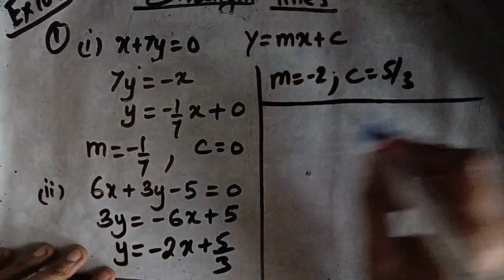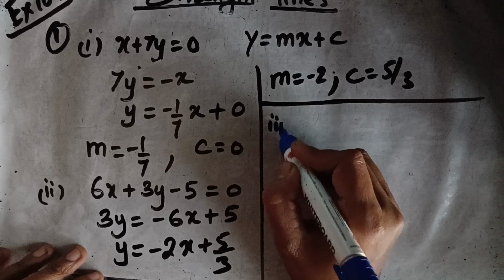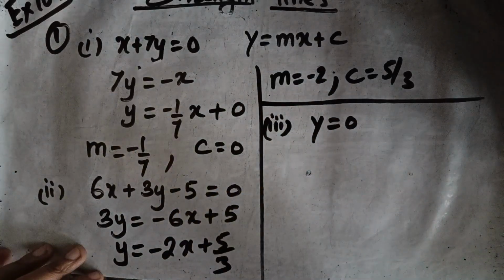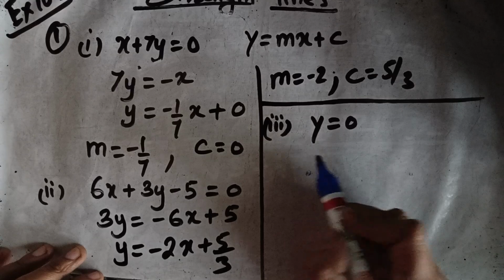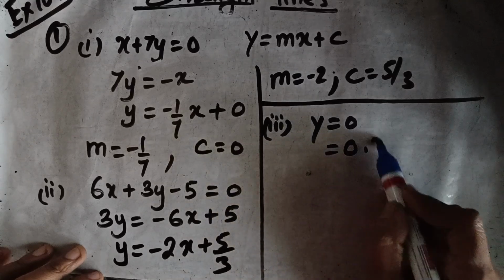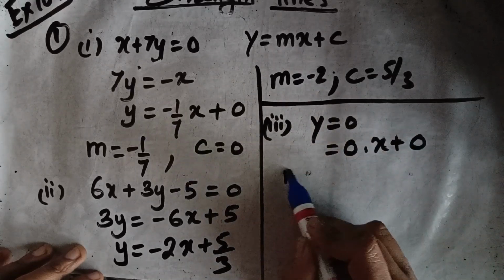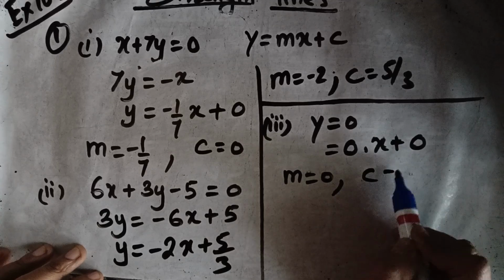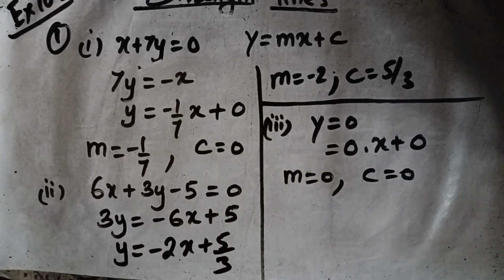Okay. Third equation, y equal to 0. So this is directly given as 0. So the slope is 0, that is 0 into x plus 0. Slope is 0, y-intercept is also 0. Okay.